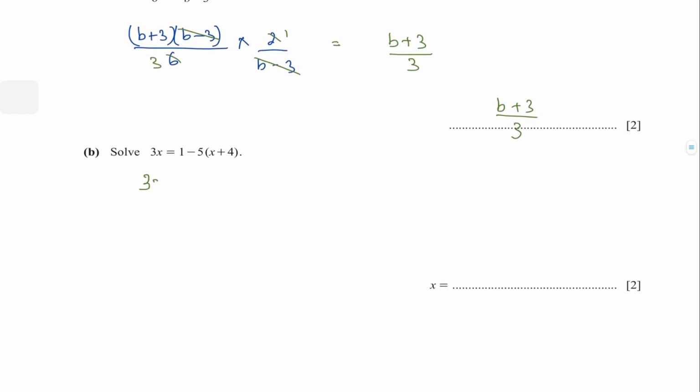So we leave the left side as it is, since there's nothing that can be done here. On the right hand side, however, we're going to have minus 5x minus 20. So let's bring 5x to the left hand side. So 3x plus 5x is going to become 8x. And then 1 minus 20 is going to become minus 19. So x is equal to minus 19 upon 8. So there you have it. x is equal to minus 19 upon 8.